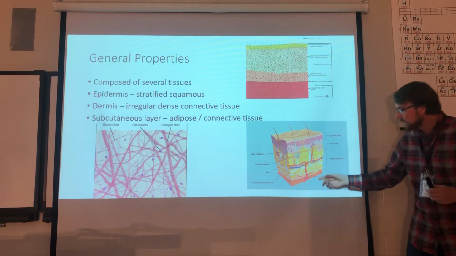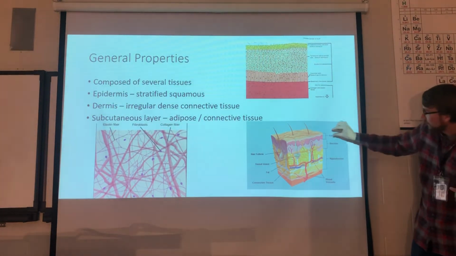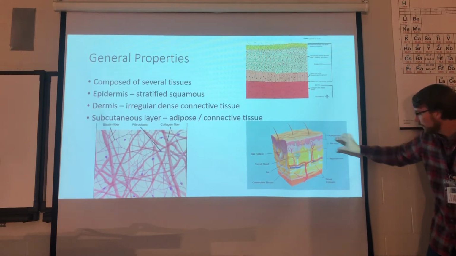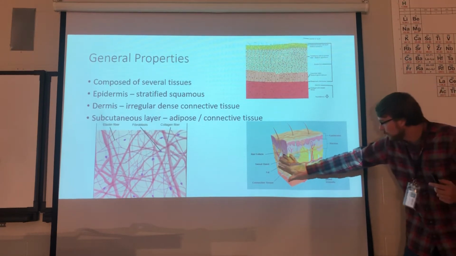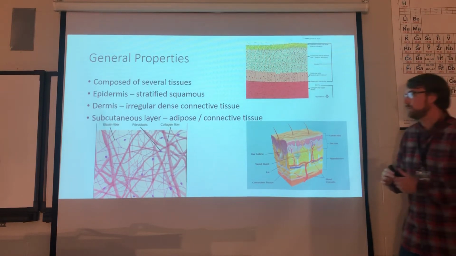So this is the basic skin model you're going to see in any textbook. We are going to have the epidermis, then we are going to have a bit thicker of a dermis, and then a much thicker hypodermis, also called the subcutaneous layer.